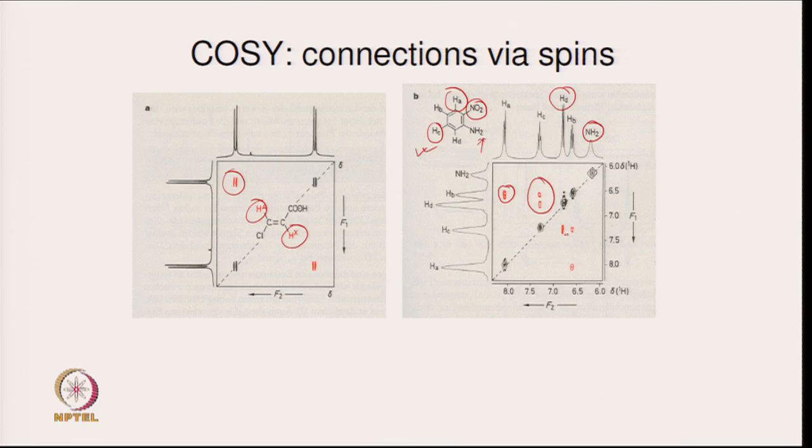Now, you see this HD is correlated to HC, and this HB is correlated to HC and HA. So, based on that, if there is a bit of confusion between HD and HB, you can assign the HB and HD peaks by looking at the COSY spectrum.